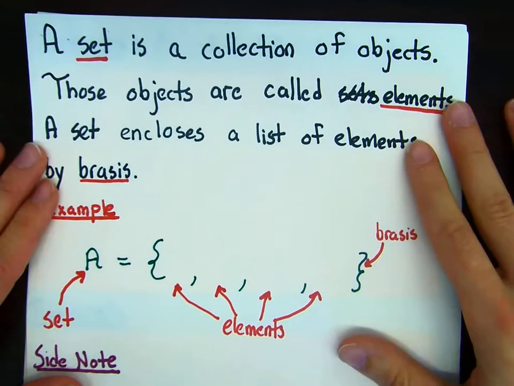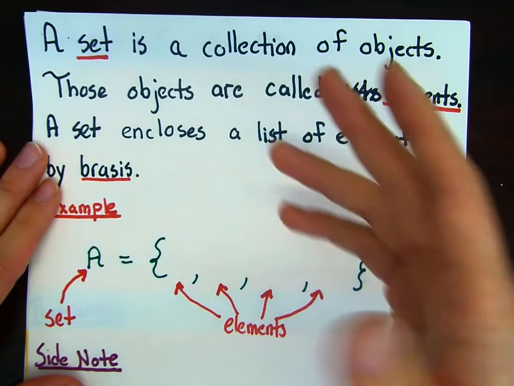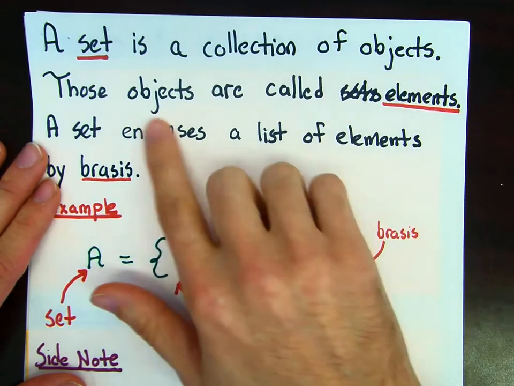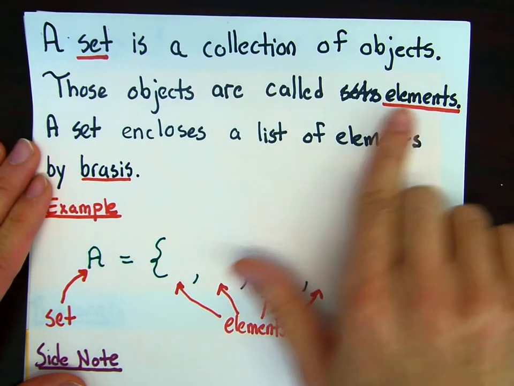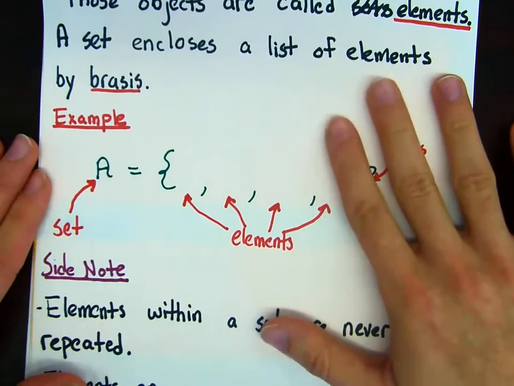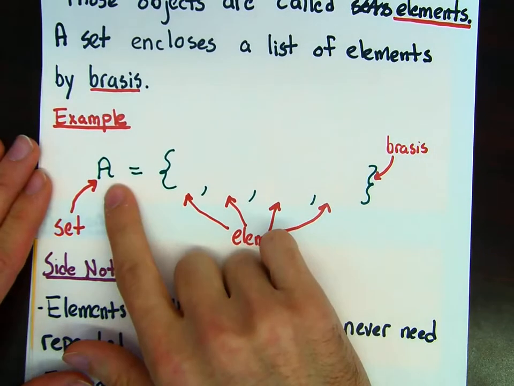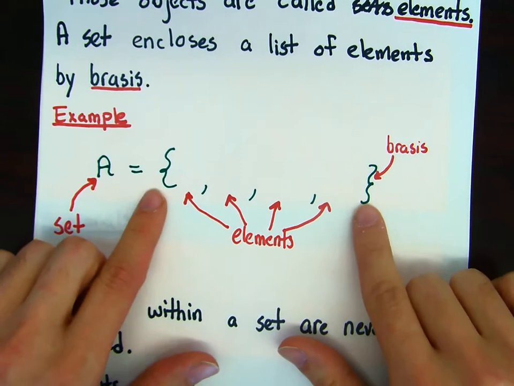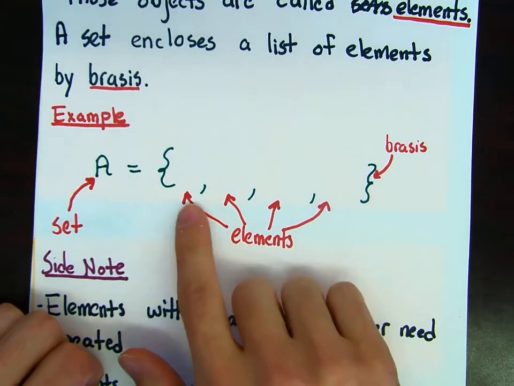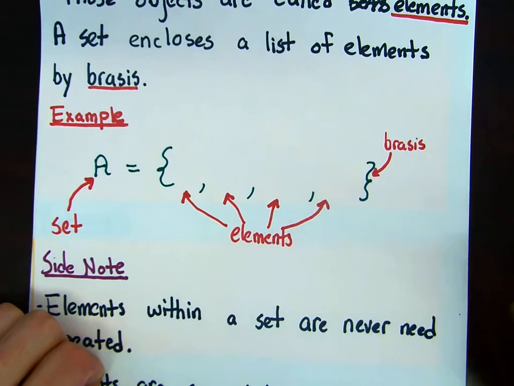Pause the video, have this in your notes. We'll say that a set is a collection of objects, and those objects are called elements. A set encloses a list of elements by braces. So for example, if I have my set A, and the braces over here encompass everything inside my set, the elements are the items within my set, right?